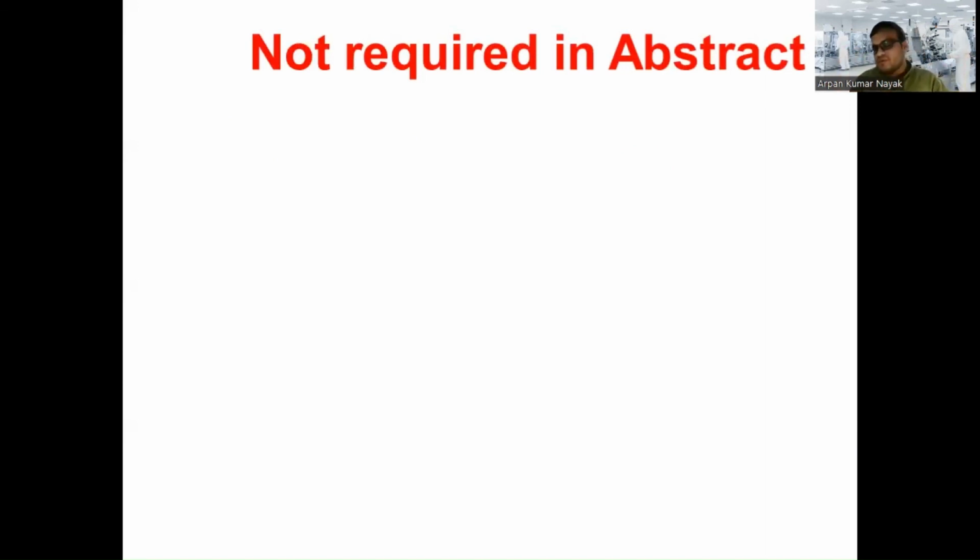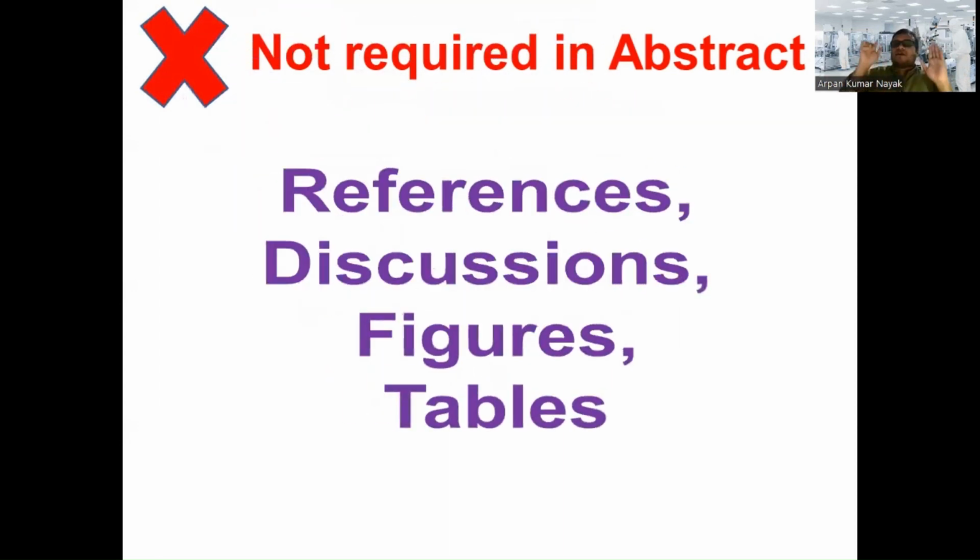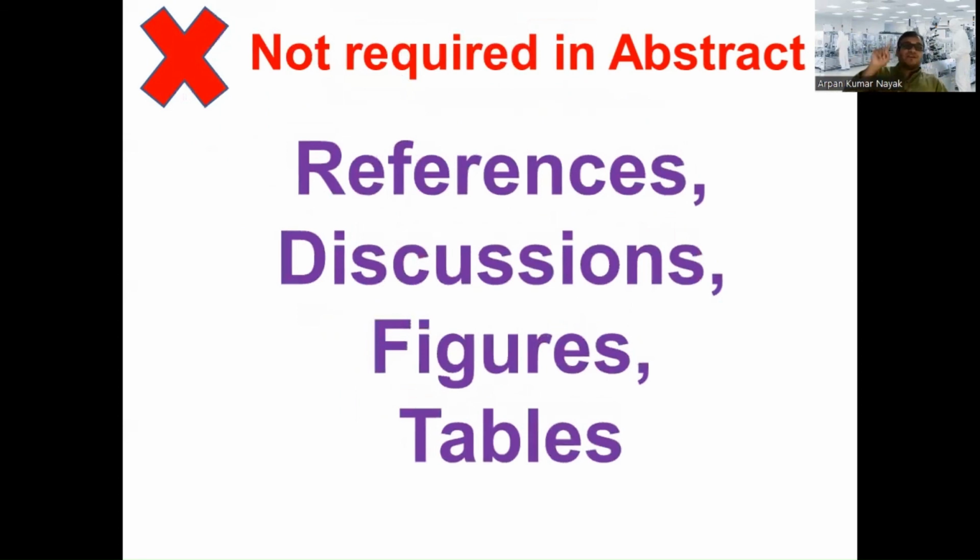Now, when we start writing the abstract, what are the things not required? What are the things we don't have to write in the abstract section? First is references. We don't need any references. We don't have to cite. This is completely self-contained, own-content text.